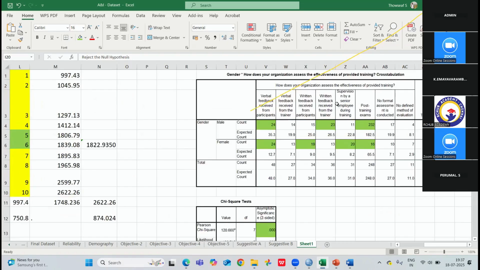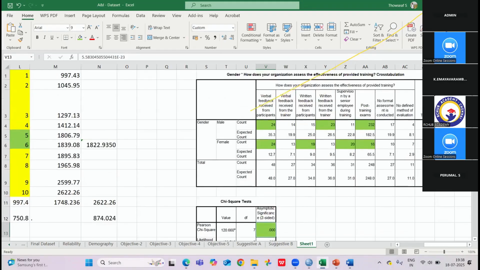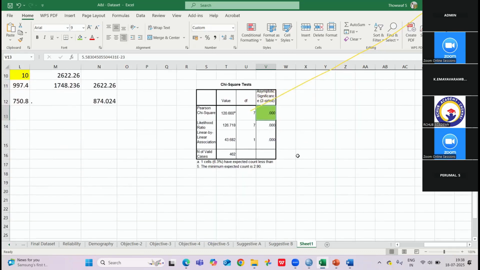So first you have to write the introduction, followed by the hypothesis stating there is no significant association between the male and female in measuring the effectiveness of the training program. Then you have to look at the chi-square statistics, the significance value, and in the interpretation you have to write the estimated significance value is less than 0.05, which means the null hypothesis is accepted. Sorry, null hypothesis is rejected, which means there is significant association between male and female in measuring the effectiveness of the training program provided in the organization. That's how you have to write the interpretation.